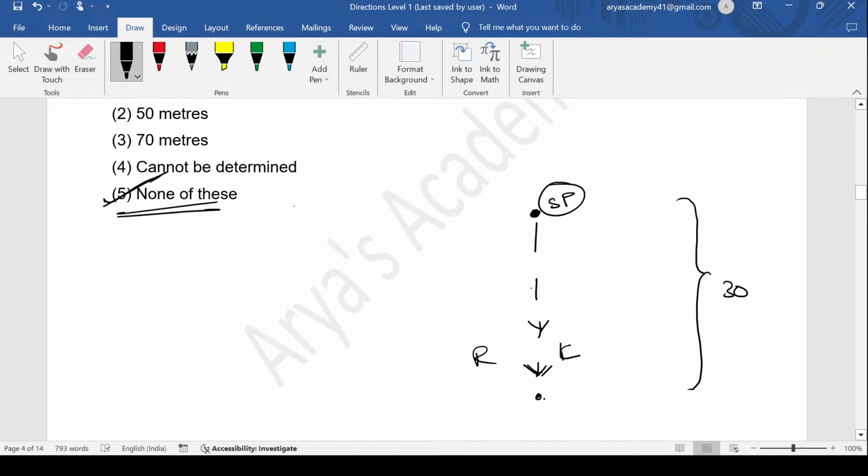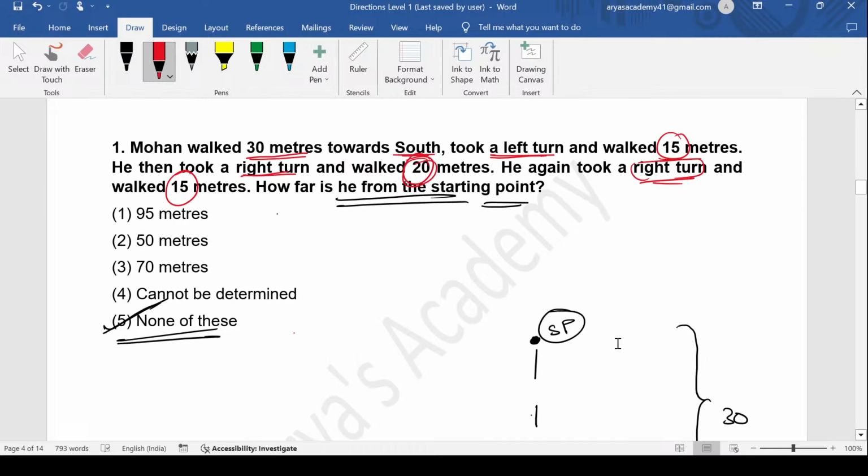Now he turned left. From here, after walking for 30 meters, he is turning left. Turning left and has gone for how many meters actually? 15 meters. So from here to here, this distance is 15 meters. Now that guy is here actually. I'll change the color. Now he is here and he is walking in which direction? This direction. Means he is facing which direction? East. So if he moves towards left, he has to go towards north. If he moves towards right, he has to go towards south. Look at the question. 15 meters. He then took a right turn.